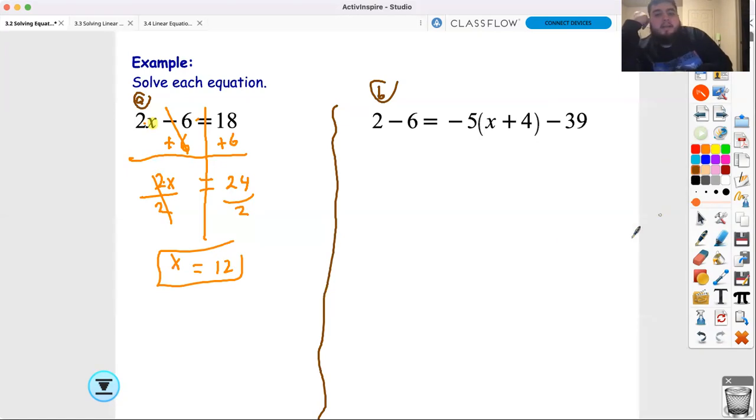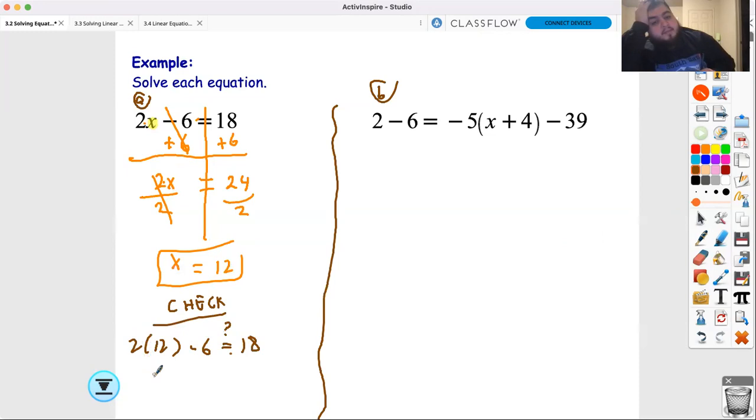Now remember, the thing about equations is that you could always check if they are the correct solution. So we can plug in 12 to x, so then we'll get 2 parentheses 12 minus 6 equals question mark 18. 2 times 12 is 24 minus 6 is 18 equals 18, which is true. So this is the correct solution.